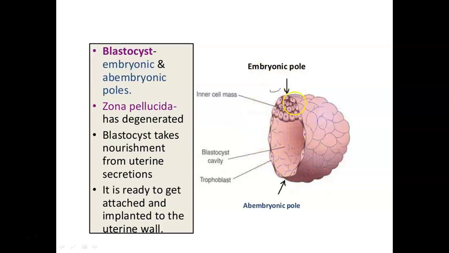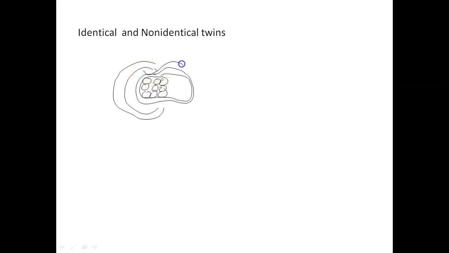Okay, so yeah, this is actually the structure of the blastocyst. We have already done the embryonic pole and abembryonic pole. Here is the cavity. The zona pellucida has already degenerated, and the blastocyst takes nourishment from uterine secretion. Now I have just told you about the zona hatching, when the blastocyst is coming out. This is the trophoblast layer, this is the zona pellucida layer, and this is the inner cell mass. At this time, when the embryo is coming out, it comes in the form of an 8, because it has to come out.